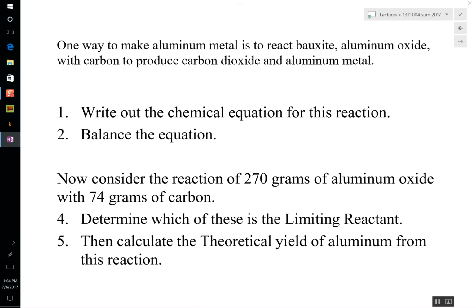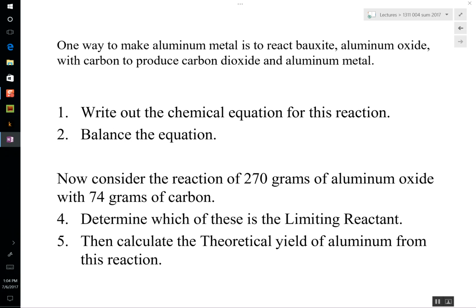Okay, now this isn't extremely helpful. It says determine which of these is the limiting reagent. This is what we have to figure out how to do right now. How do we determine which one is the limit? So let's look at this. Okay, we're doing aluminum oxide reacting with carbon to produce carbon dioxide and metal.